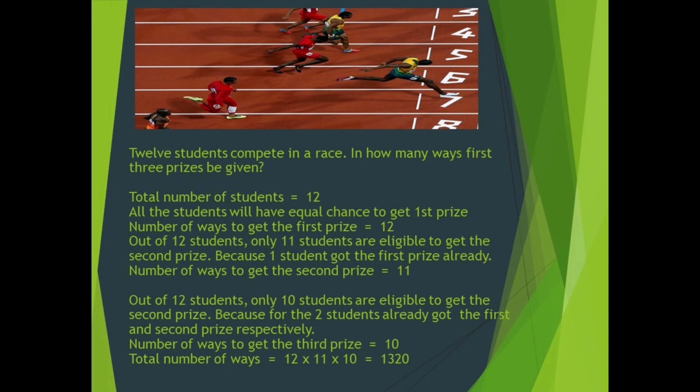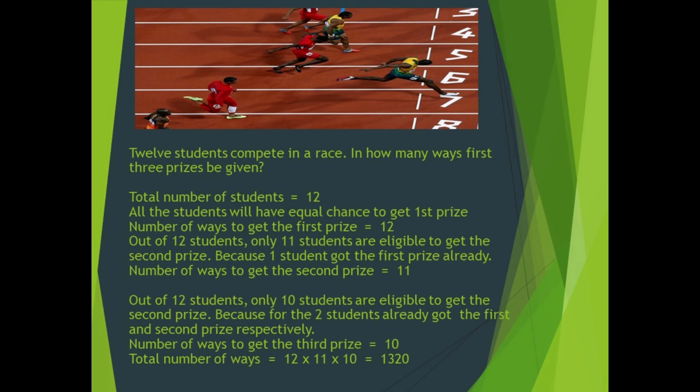So, therefore, the number of ways to get the second prize or the second placer will be 11. Out of 12 students, only 10 students are eligible to get the third prize. Bakit naging 10? Because 2 students already got the first and the second prize respectively. So, 12 minus 2, we have 10 students. For us to get the third prize or the third placer, 10 na lamang yung pagpipilian natin, 10 students na lang. So, the number of ways to get the third prize is equal to 10.